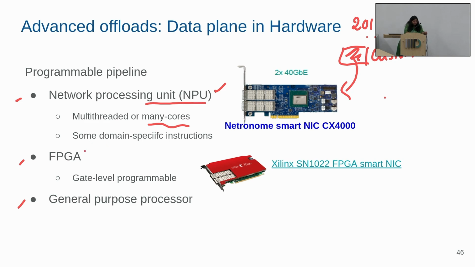The second category of offloads is where you have FPGA fabric on your smart NICs. So what is a smart NIC? A network card which can be programmed.